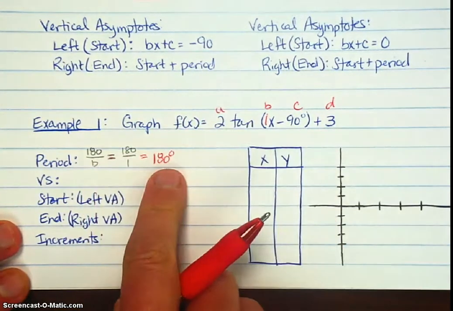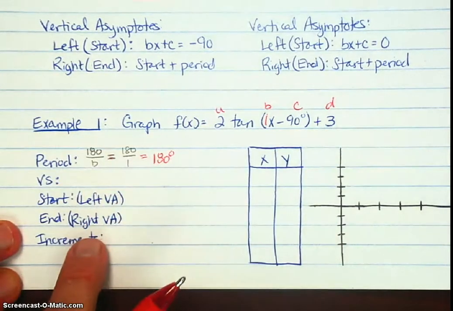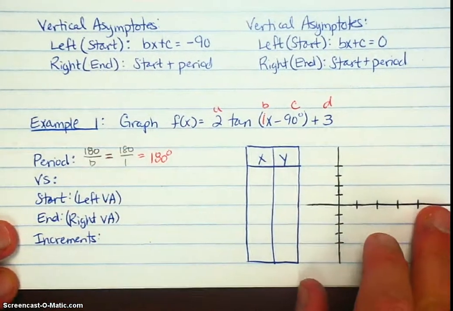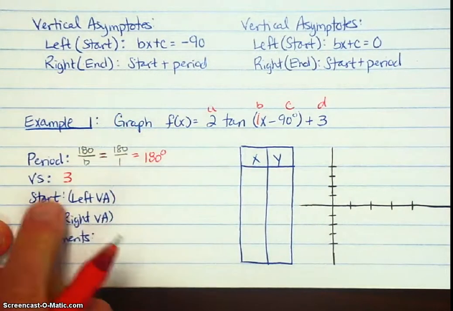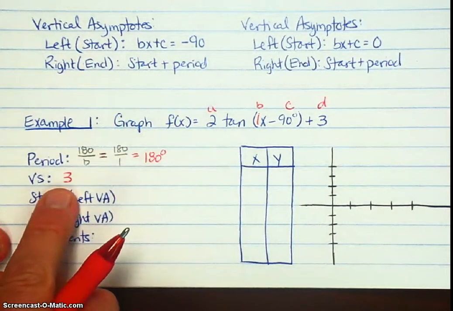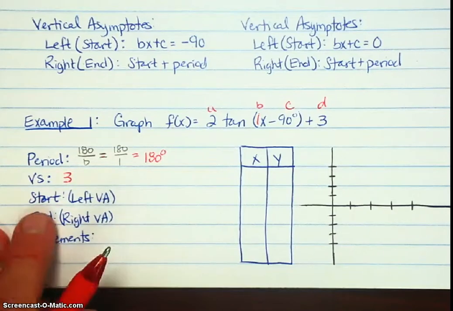Now this is key because remember we use the period to find our increments. So if you use 360, it's going to throw these increments off. The vertical shift for this problem, still doing the same thing. It's D, which is 3, and that actually is going to be the middle of my graph. That'll have some significance here in just a minute as I'll show you.